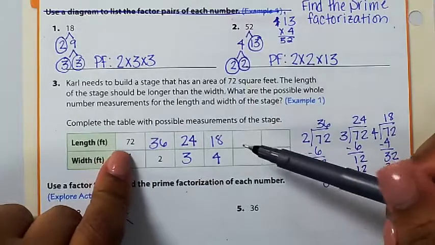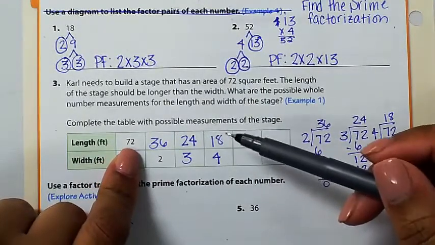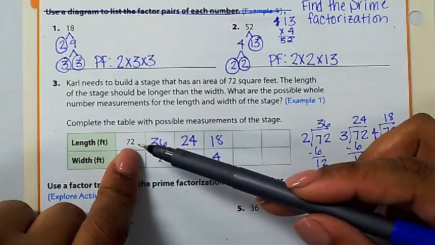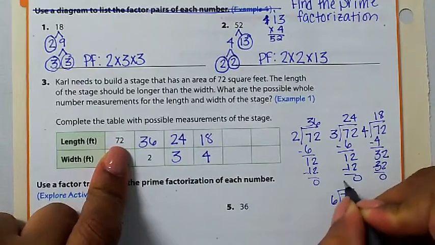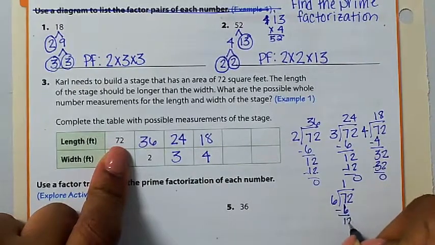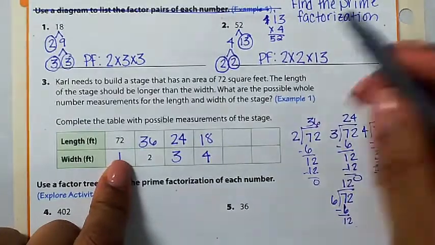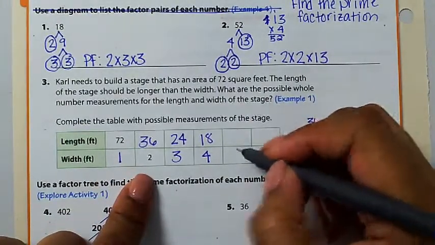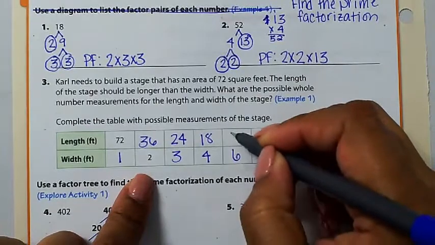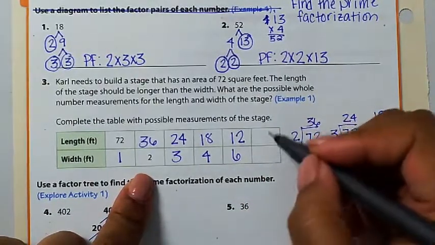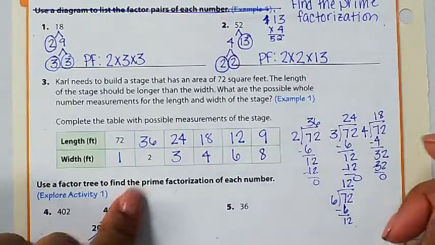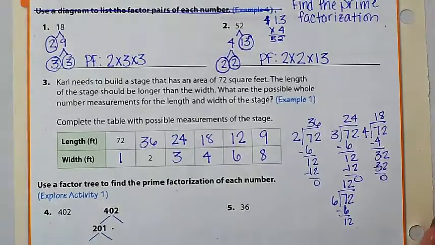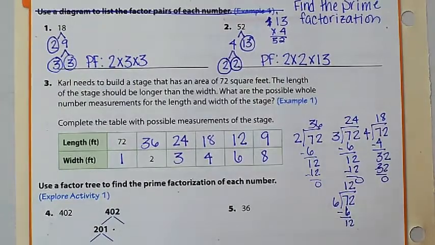All right, 5. Does 5 go into 72? It's a no, because it doesn't end in 0 or 5. So let's try 6. 6 goes into 72 12 times. So yes, that's one of our multiplication facts. So we have 6 times 12. And then our last one would be 8 and 9. So this problem basically wanted you to list all the factors of 72, and that's it. They don't want you to find prime factorization.